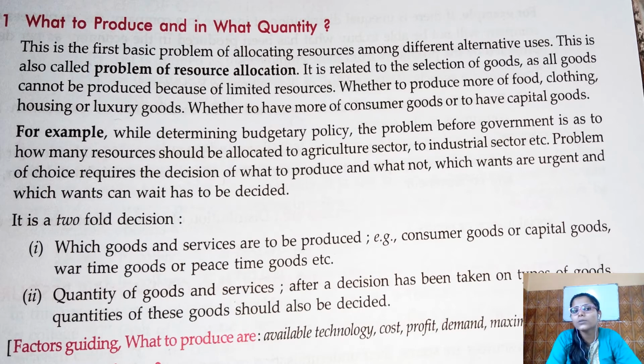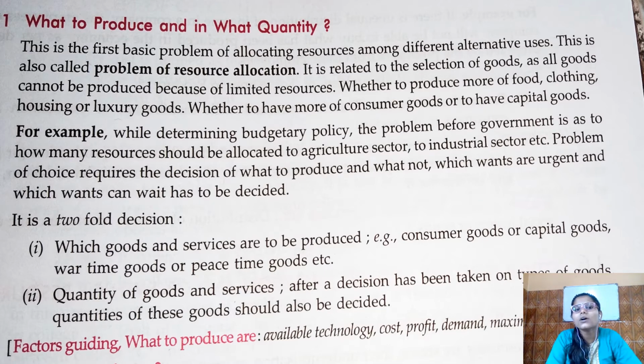That means what to produce is related to the problem of resource allocation. It is related to the selection of goods, as all goods cannot be produced because of limited resources. Whether to produce more of food, clothing, housing or luxury goods, whether to have more consumer goods or more capital goods. So here the problem is to produce capital goods or to produce consumer goods.